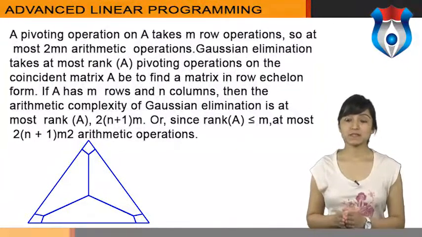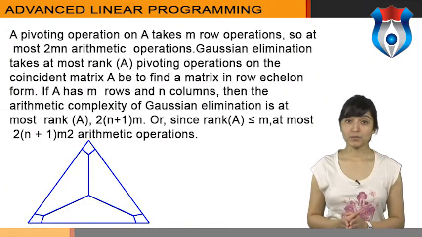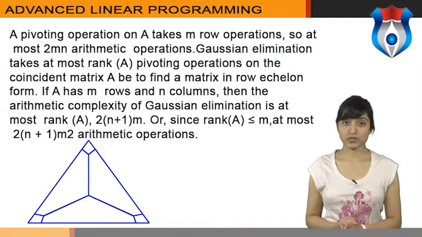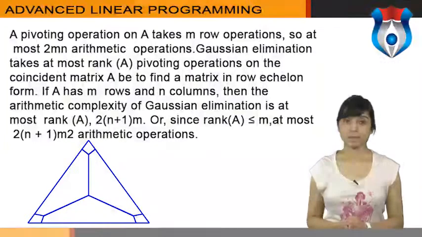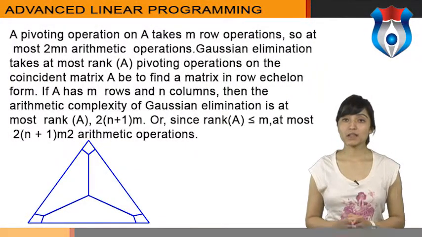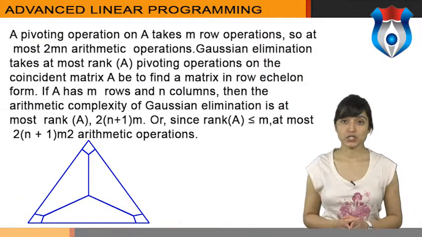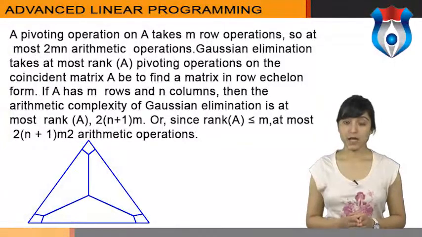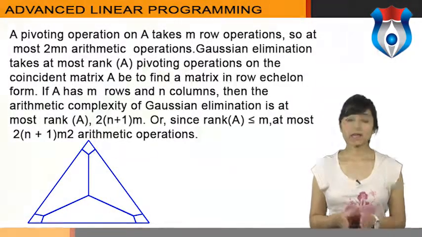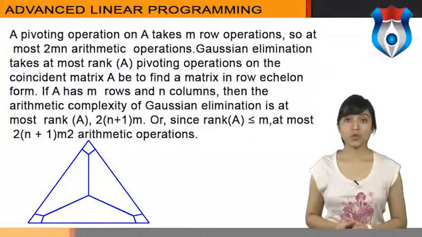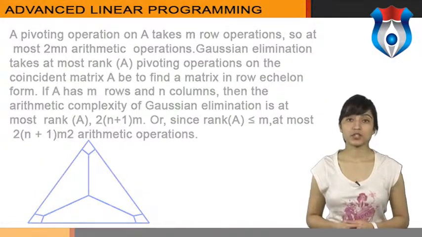Gaussian elimination takes at most rank A pivoting operations on the coefficient matrix A to find a matrix in row echelon form. If A has m rows and n columns, then the arithmetic complexity of Gaussian elimination is at most rank A times (2n plus 1) m, or since rank A is less than or equal to m, at most (2n plus 1) m squared arithmetic operations.